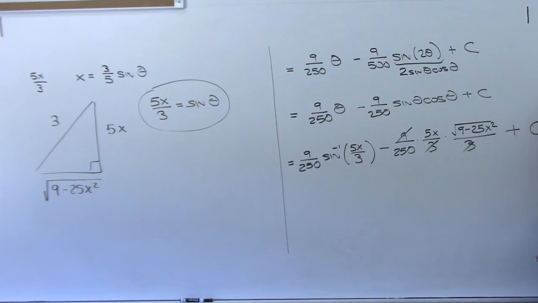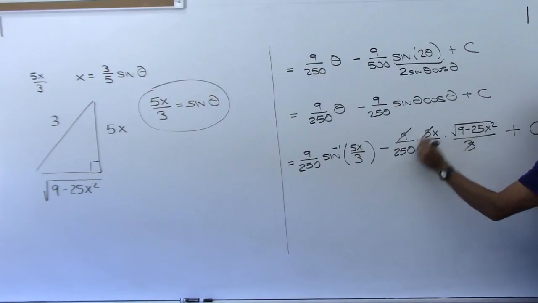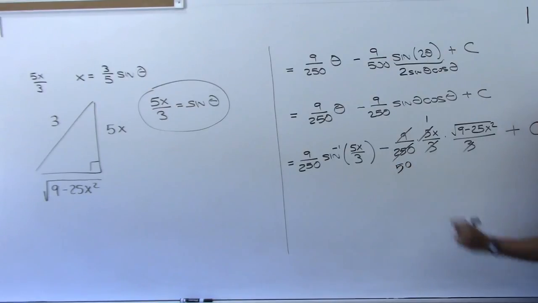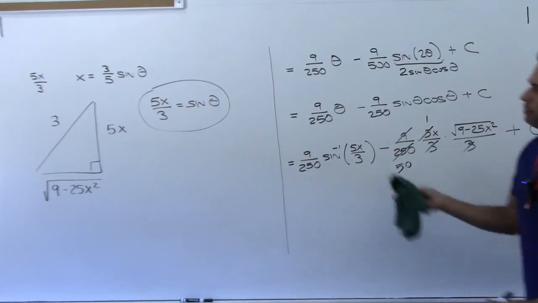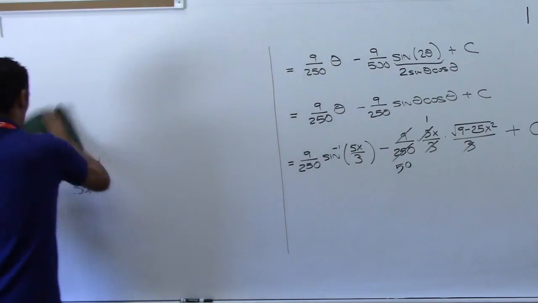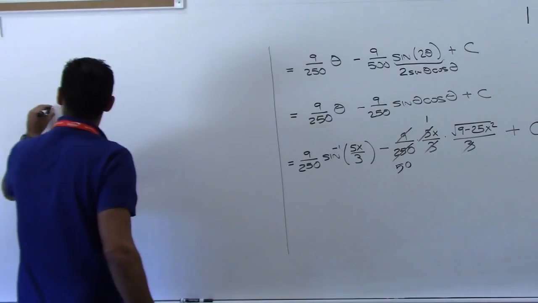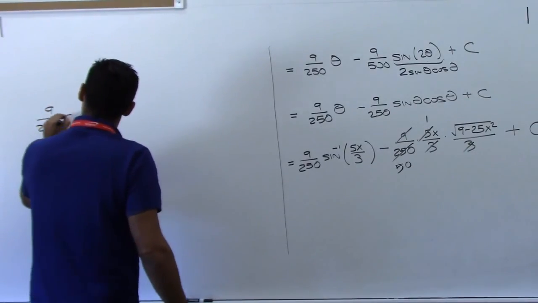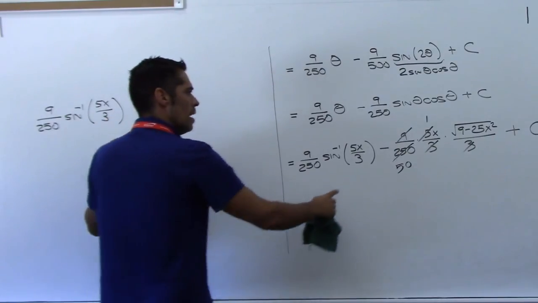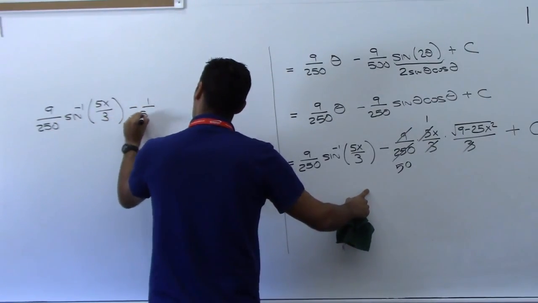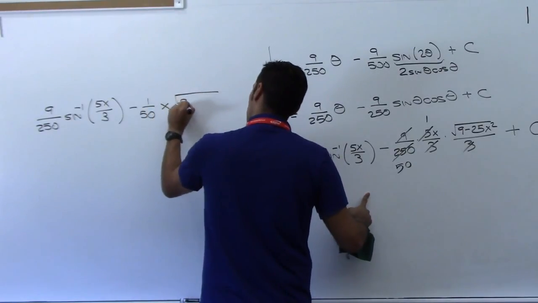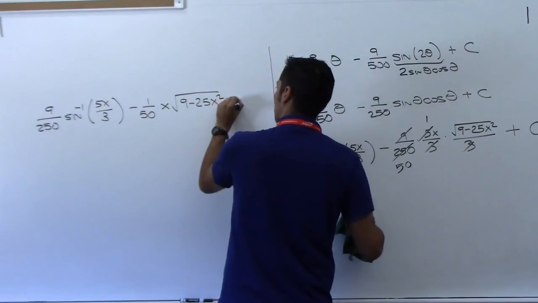9, that's 9 gone. How many times does 5 go into 25 to 250? 50 times? Can someone look in the back of the book? What number was this again? 53. I've got 9 over 250 arc sine of 5x over 3 minus 1/50th x root 9 minus 25x squared plus c.